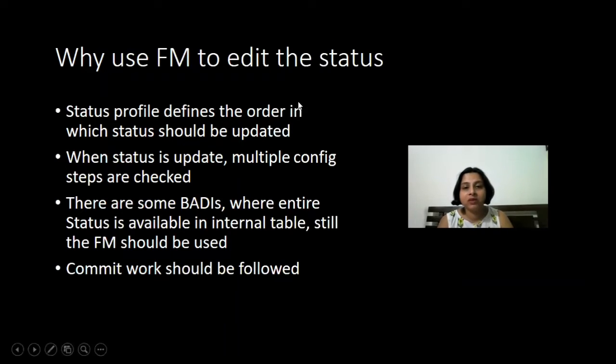There is some configuration which is done in the system for the status profile, and the sequence in which these statuses should be updated is mentioned in this configuration. So when you update the status, multiple configuration steps are checked in the background. It is not just that you are making an entry in the JEST table. Before the entry is made into this JEST status table, the system goes and checks all these conditions which are defined in the status profile, and then accordingly this status is updated. So that is why you should always use the function module.